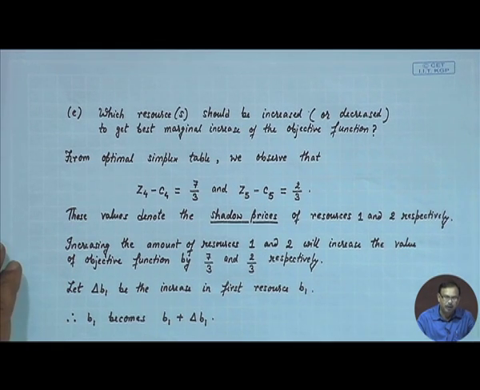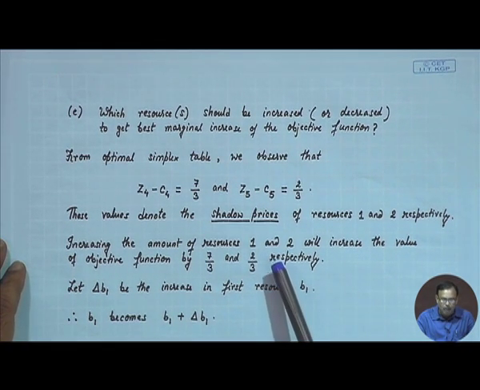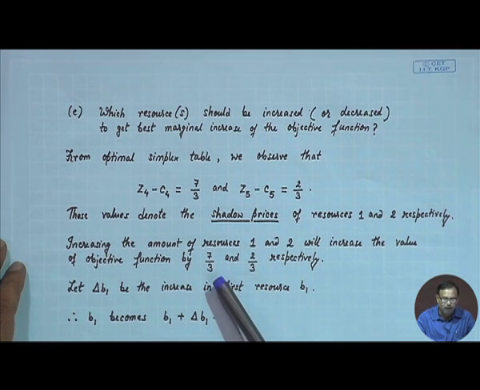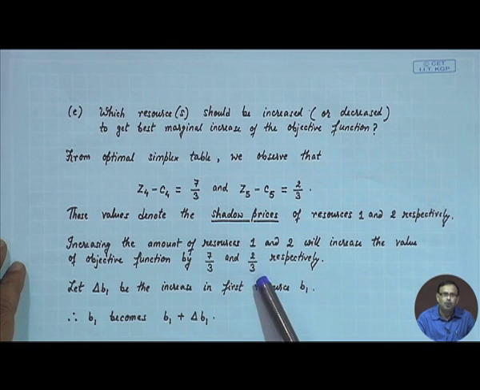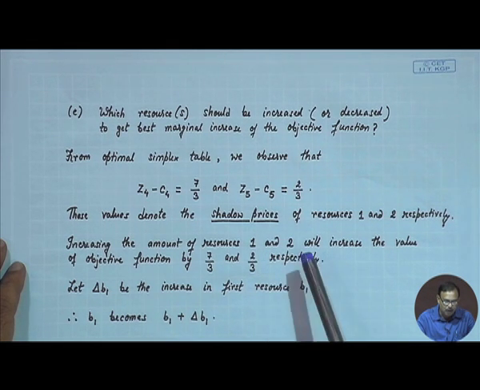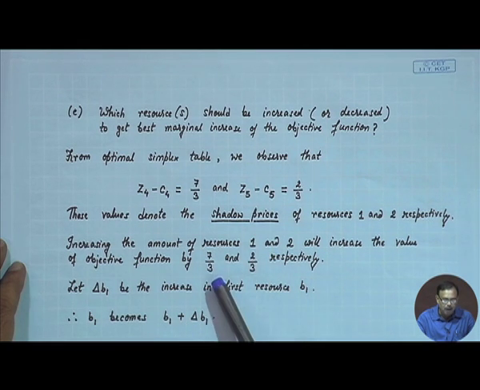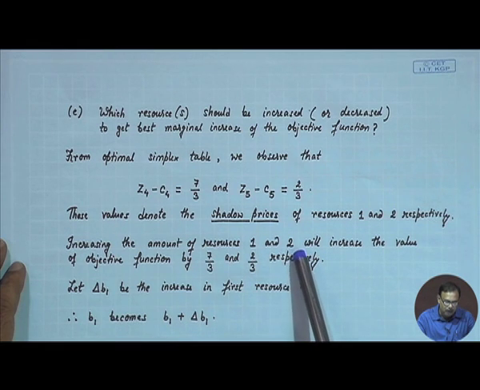Now, increasing the amount of resources 1 and 2 will increase the value of the objective function by 7 by 3 and 2 by 3 respectively. So, if I increase the amount of resource 1, then the objective function will be increased by 7 by 3, whereas for resource 2 it will be increased by 2 by 3.